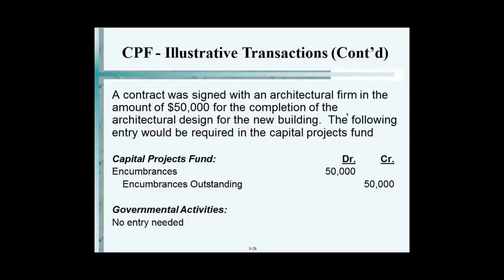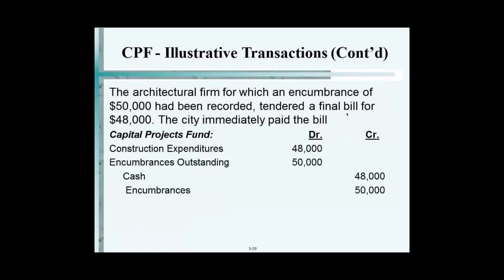They go ahead and pay the bill. The encumbrance was for $50,000. It only cost $48,000. You reverse the encumbrance, these 2 entries, and you show the actual expenditure here.